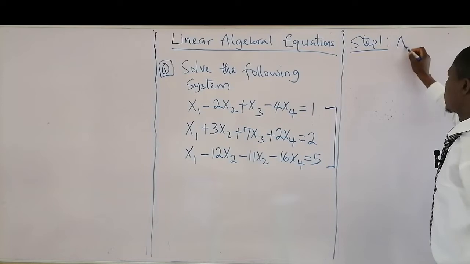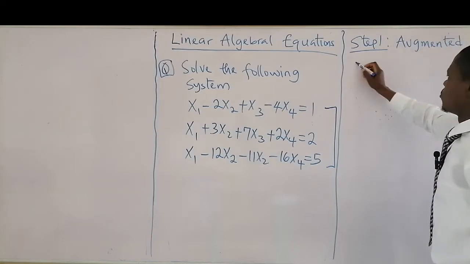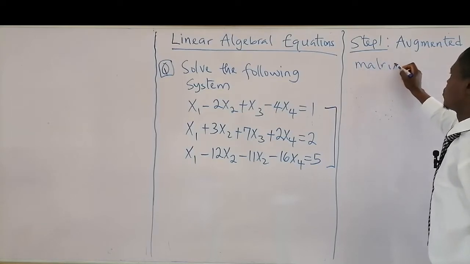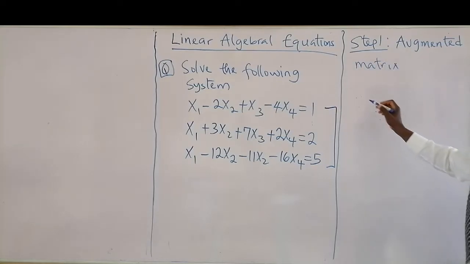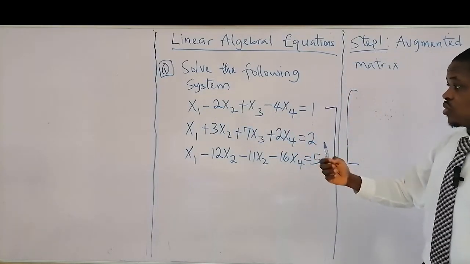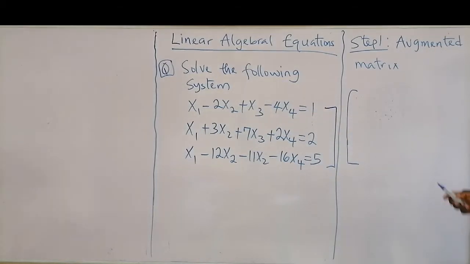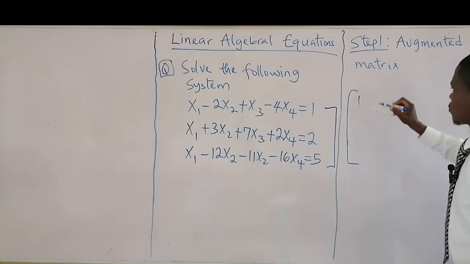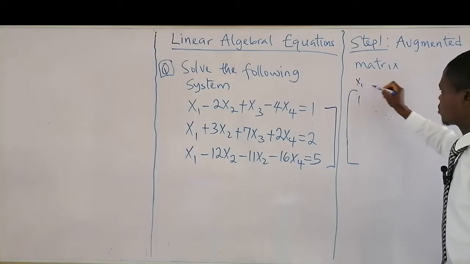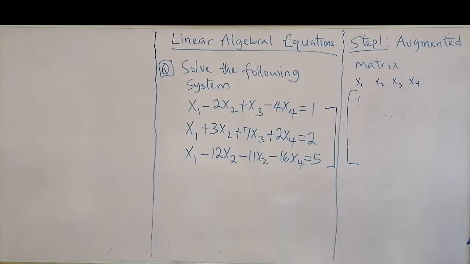Write the augmented matrix. In that case, we have four variables here: x1, x2, x3, and x4. So those are the four variables we are looking for. We can just write on the top x1, x2, x3, x4. So let's get the coefficients along those variables.